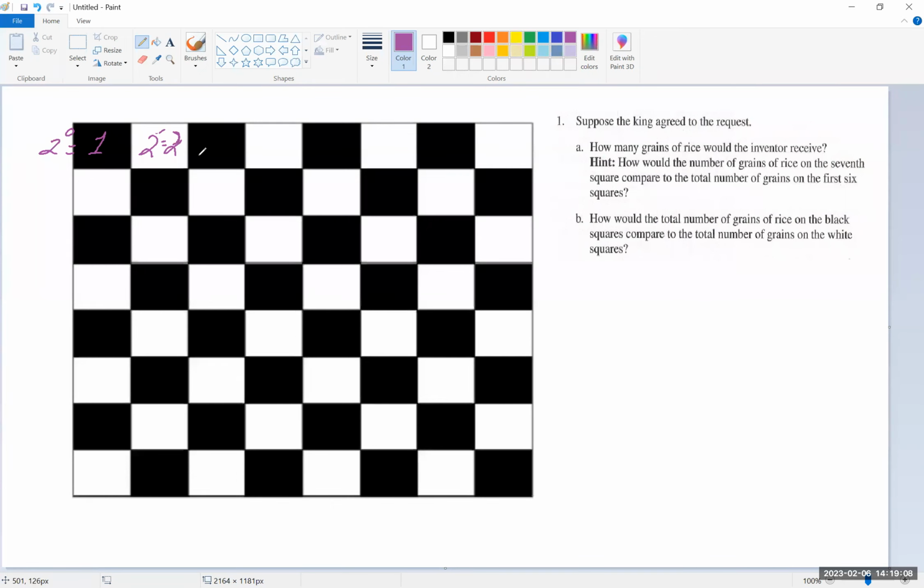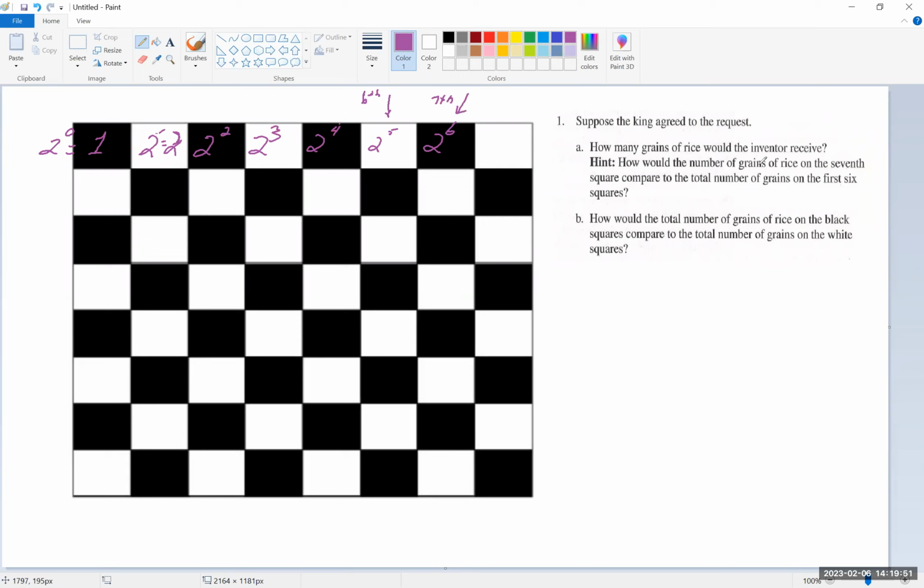And then this is 2 to the second power and 2 to the third power and 2 to the fourth power, 2 to the fifth power, 2 to the sixth power. And I went that far because they actually want us to go this far. It's actually this is a 6 box. And this is a 7.